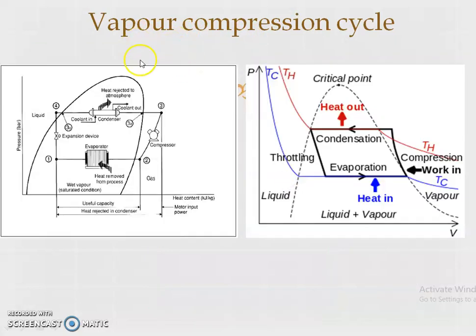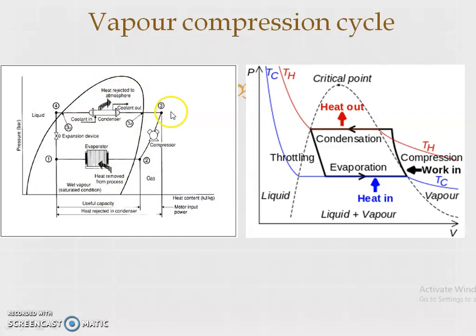Next slide, we have discussed the vapor compression cycle on the pH diagram. In the pH diagram, the left hand side is the saturated liquid and the right hand side is the saturated vapor. Processes 1 and 2 are the evaporator process, which I have already told about. In the evaporator process, we remove heat from the space, from the wet vapor or saturated condition in this region of the pH chart.